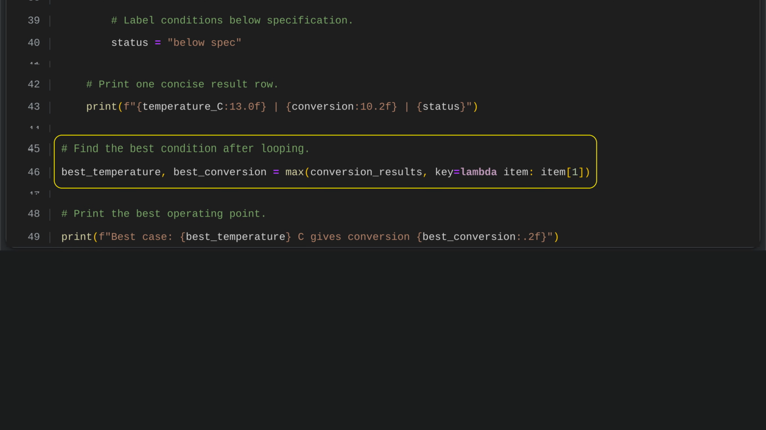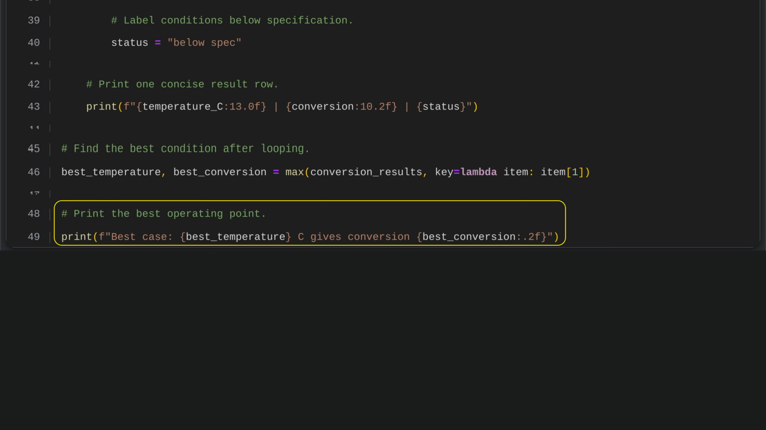After the loop finishes, the code finds the operating condition with the highest conversion. It uses the maximum function to compare results by their conversion value, then extracts the matching temperature and conversion. This identifies the process's optimal operating point.